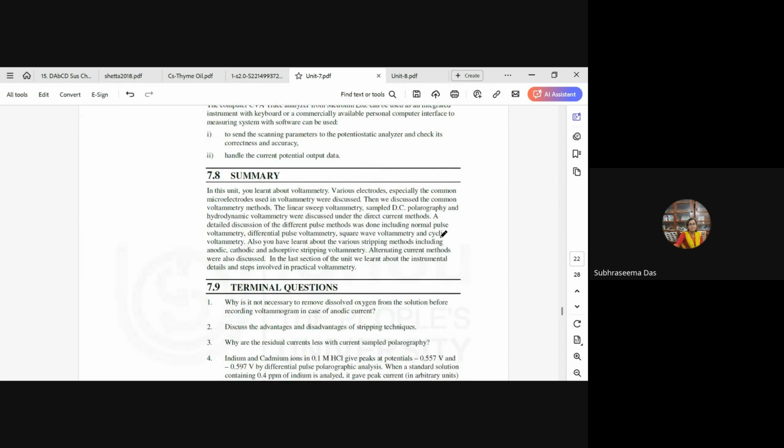So in summary, we have talked about different types of voltammetry. Then we have talked about DC and AC polarography, and we have also talked about stripping polarography and voltammetry, and the alternating current methods have also been discussed.